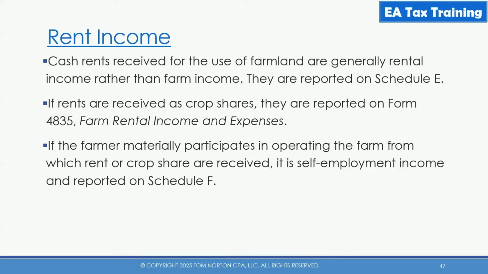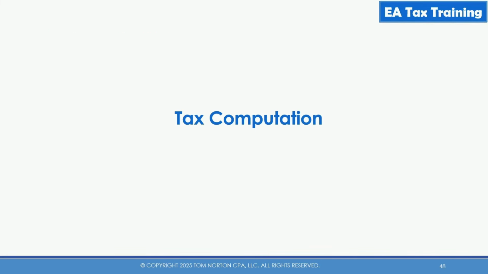If the farmer materially participates in operating the farm from which the rent or crop shares are received, it is self-employment income and reported on Schedule F. In other words, let's say the farmer owns a farm and they are actively working the farm, but maybe there's one field that they rent out to someone else. Well, if that's the case, then instead of reporting it on Schedule E, or instead of putting it on this Form 4835, they include that as part of their gross receipts on their Schedule F. Now we will talk about some special rules for the tax computations for farmers.